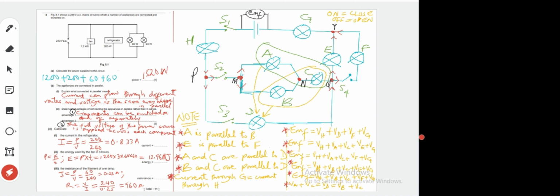I'm using certain terminologies. We say current through, voltage across. Is there a difference? Yes, because of the instrument we use for measuring them. If you remember, I told you the ammeter we use for measuring current is connected in series, end to end with the component you want to measure the current of, while the voltmeter is connected in parallel.